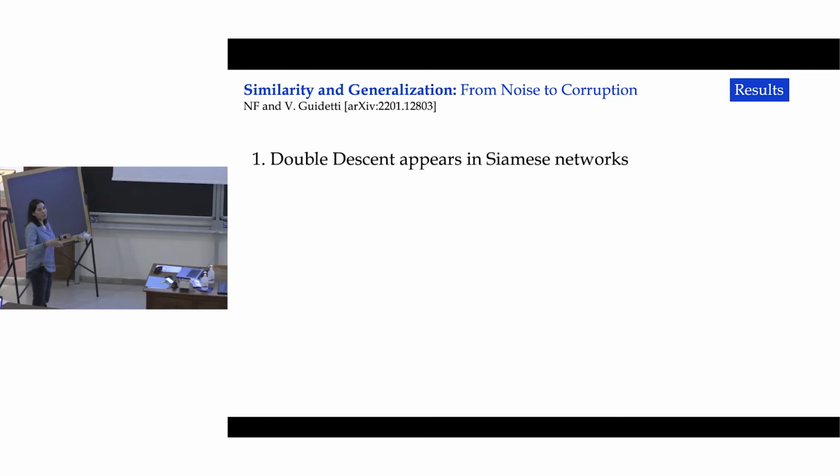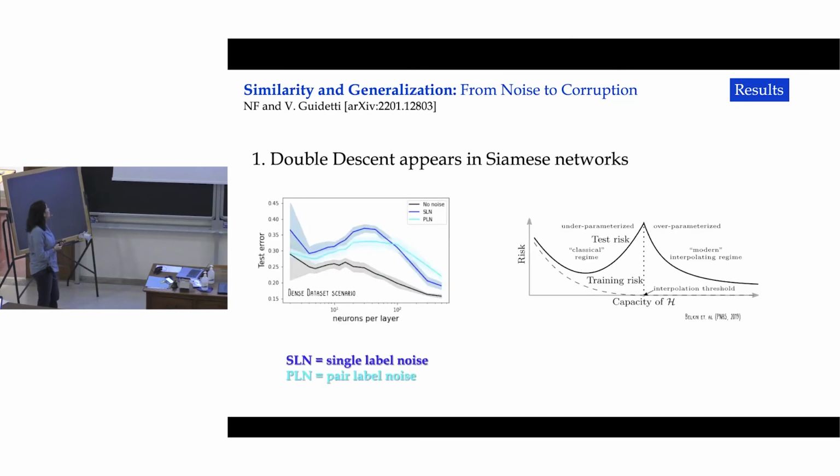Well, the first result, you know, right? Otherwise, we would not have the paper. Double descent appears in Siamese neural nets. I'm going to explain what these curves are, but here I just repeat the plot, the cartoon. We see one descent, then the second descent. The dark blue is the single label noise. The light blue is pair label noise. The black is without any type of noise. And I'm going to go over each of these curves in detail.